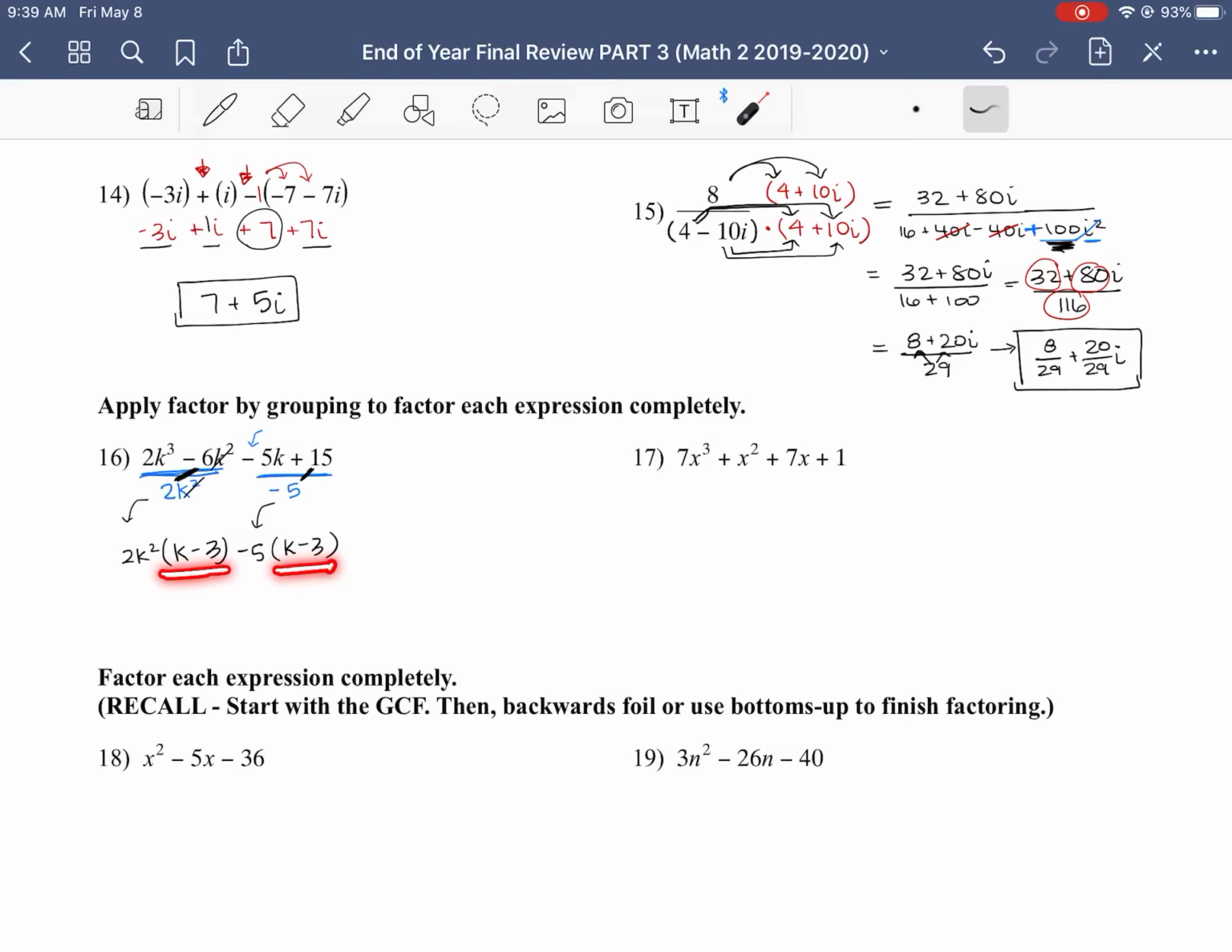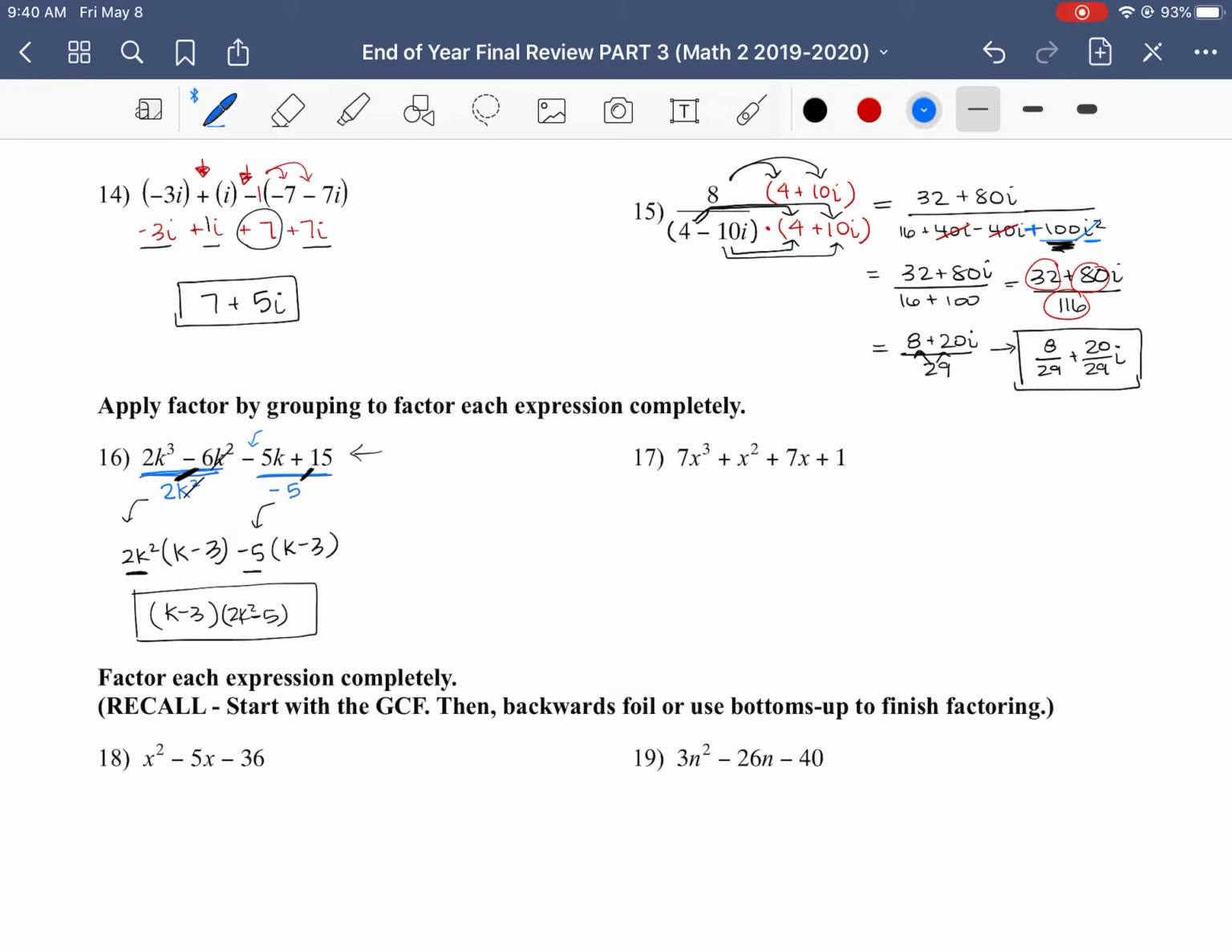Now when we factor by grouping, a reminder, this is what we're looking for. Notice you have the same thing in there. That means that's the new greatest common factor. So what we do is we write k minus 3 out front, and then the leftover goes in the second one. So 2k squared minus 5. This guy right here, if we were to FOIL that, would give us that original polynomial.